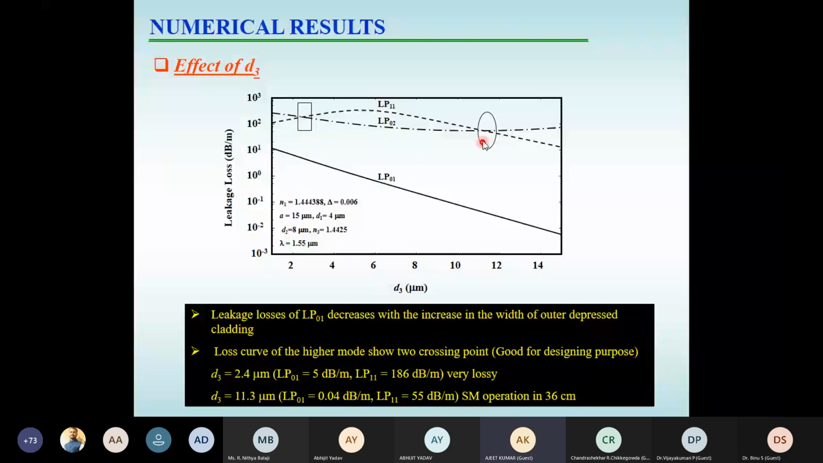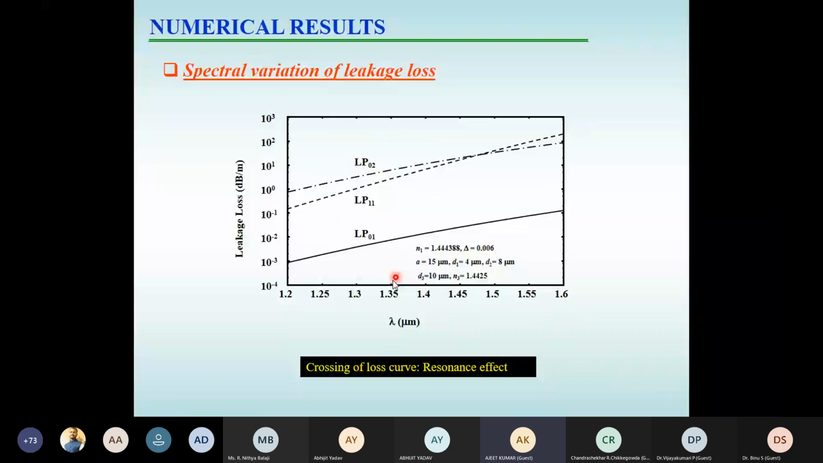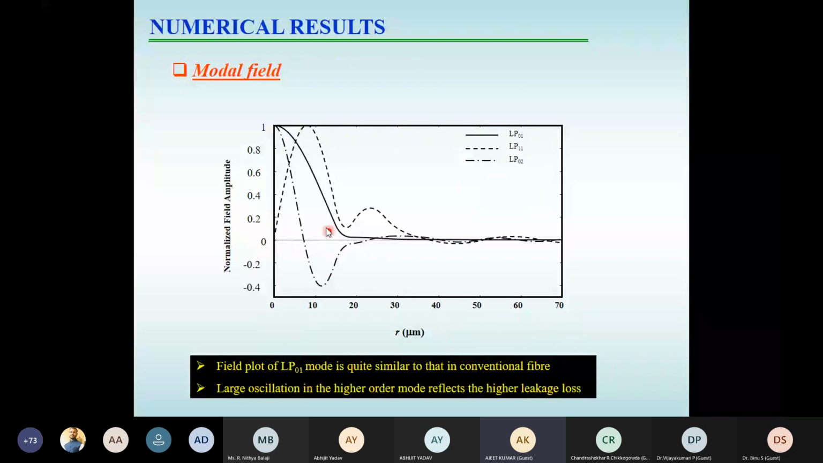Then we have seen the spectral variation of the leakage loss, and in it you can also see the crossing of the leakage loss curves of the fundamental mode, the first higher order mode, and the LP02 mode. So this is another confirmation of the resonance effect. This is the field profile. You can see the fundamental mode, this one with the solid line, is well confined, right? And in the other modes, you can see huge oscillation, which is the signature of the higher loss. The fundamental mode contour plot gives you the idea that it's well confined inside the core region.